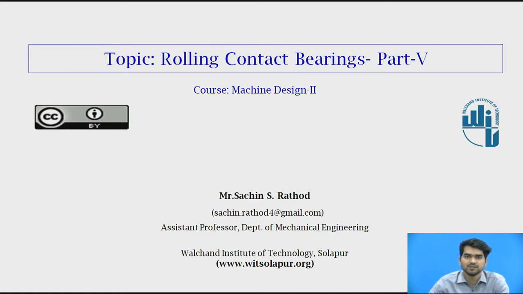Today we are dealing with the rolling contact bearing part 5. Previous to that we had seen rolling contact bearing parts 1, 2, 3, 4. In that we had seen what is meant by static load carrying capacity of the bearing, how the bearings are classified according to the various types of load, and what is meant by dynamic load carrying capacity of the bearing. Based on that, for today's session we are going to see numericals based on the dynamic load carrying capacity of the bearing.